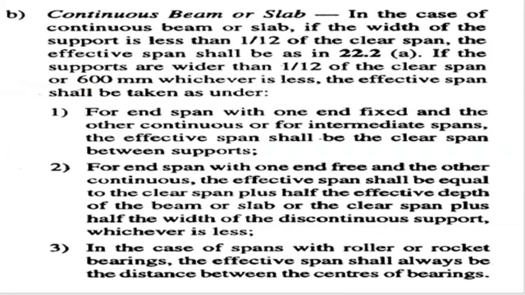Now let's go further. If the supports are wider than 1/12 of the clear span or 600 mm, whichever is less, the effective span shall be taken as under. It means we have to continue with the other three conditions if our supports are wider than 1/12 of the clear span or 600 mm, whichever is less.